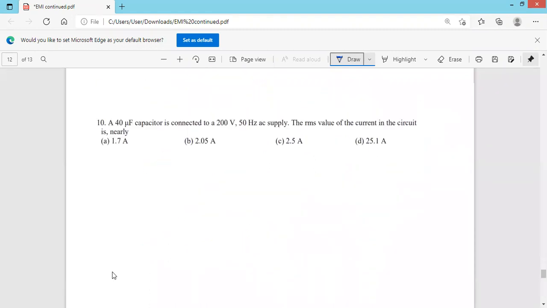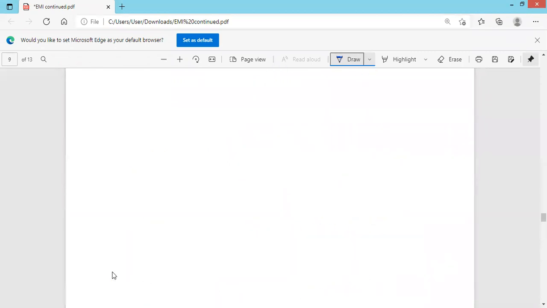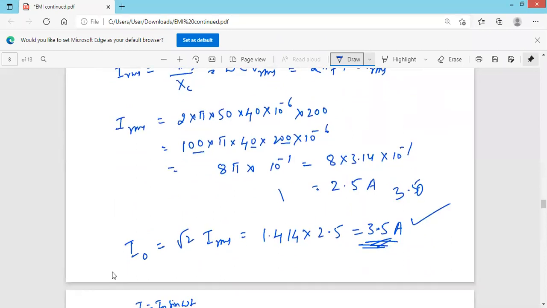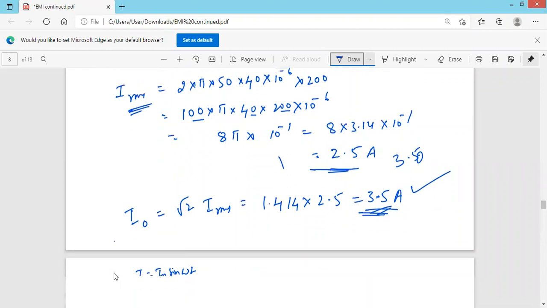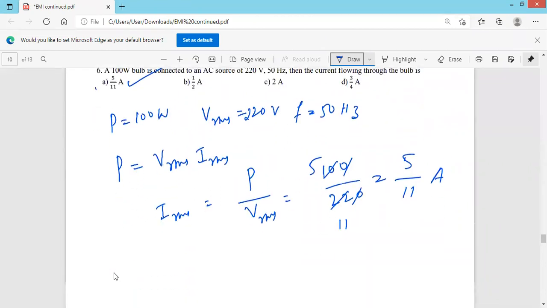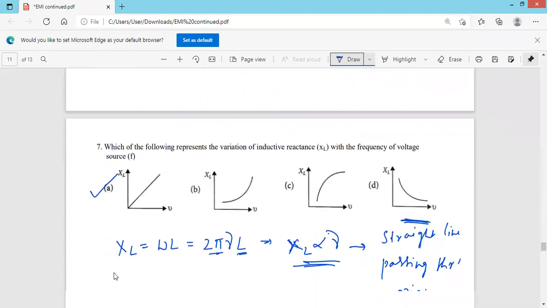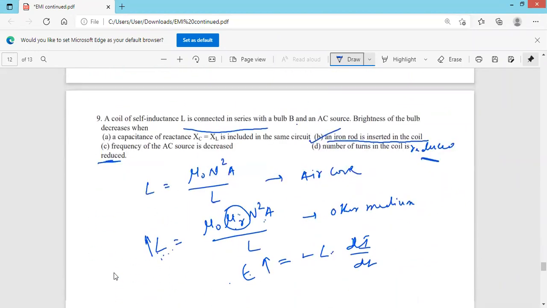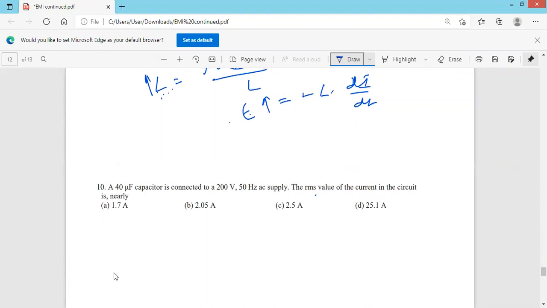Next, 10th one. The 10th one is a repeated one. This is asking for RMS value. It is a repetition of the second problem. Look at here, its RMS value is 2.5 ampere. Therefore, option C is the correct answer. Next one.